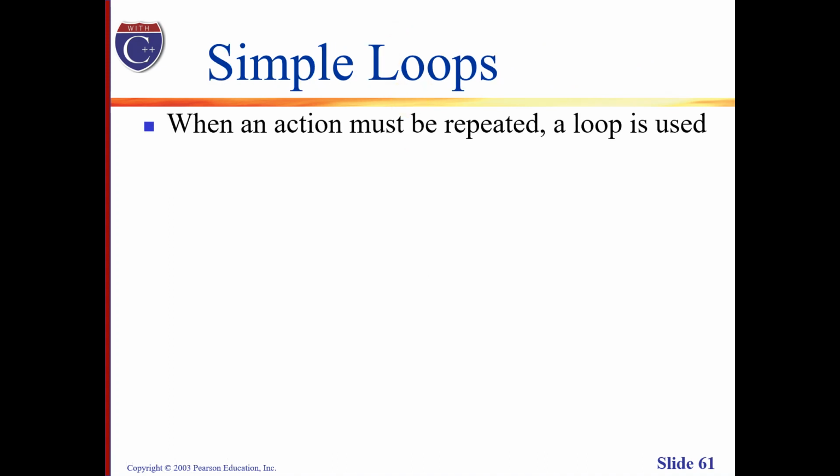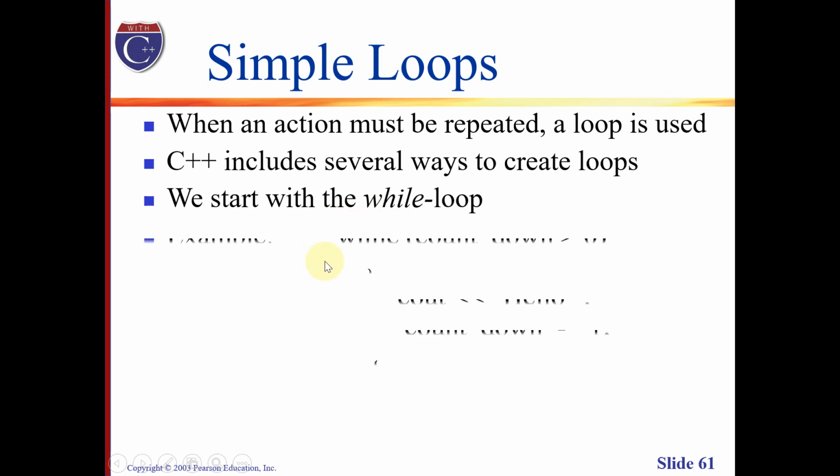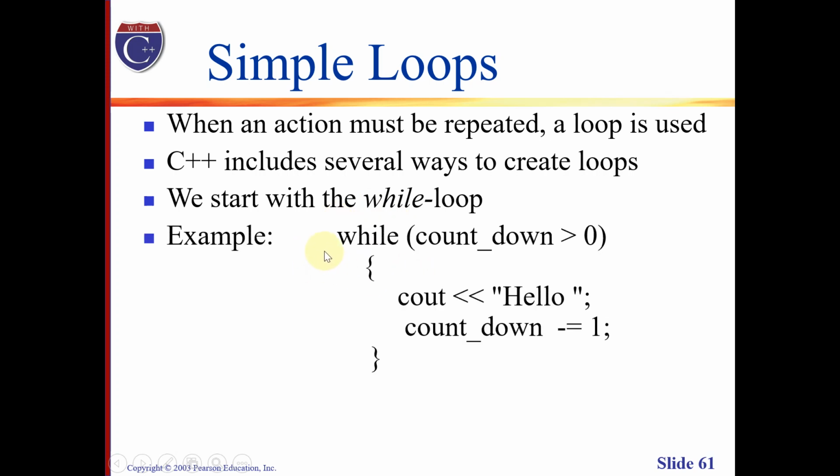We will now proceed with simple loops. In this case, when an action must be repeated, then we need to use a loop. In C++, there are several ways to create loops. Basically, a loop is a repetition routine in a C++ program. Let's have the first example, which is the while loop. This is how a while loop would look like.